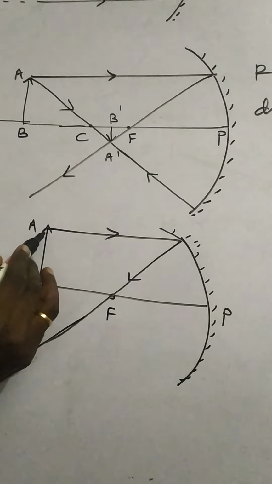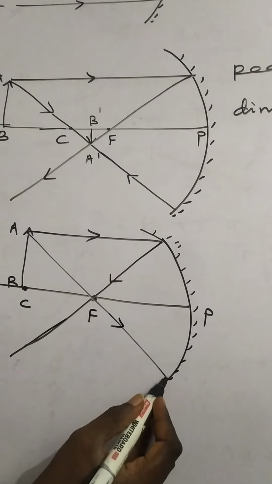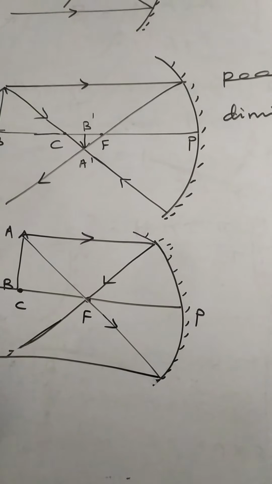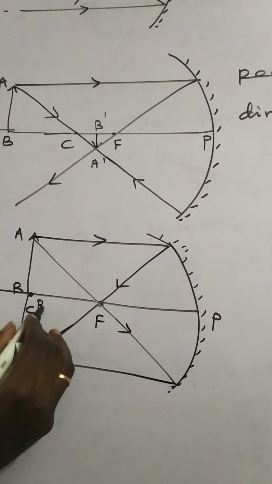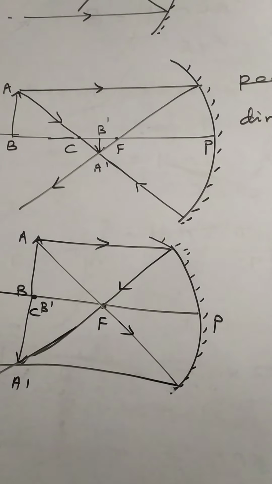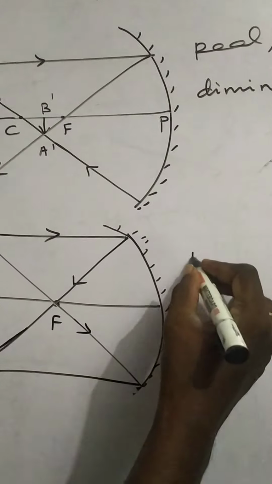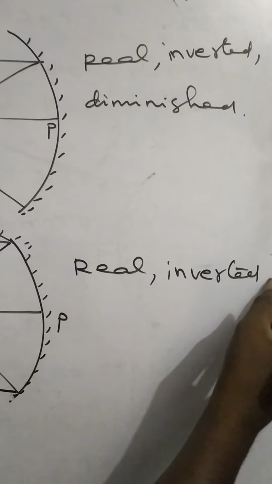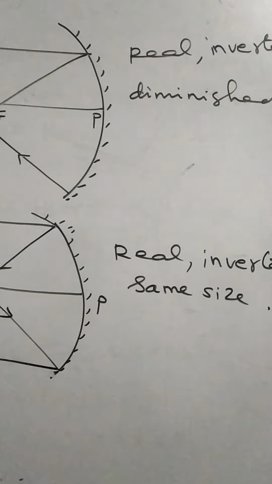Then rays passing towards the focus, after the reflection, pass parallel to the principal axis. So B dash, A dash. Object upwards, image downwards. Object size and image size are equal. So a real, inverted, and same size image is obtained.